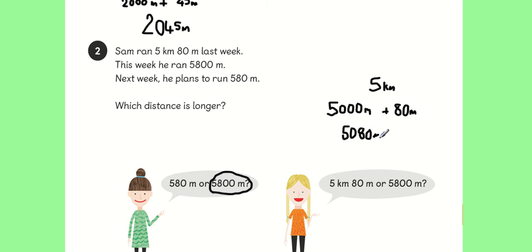So now we just need to compare these two numbers here, 5,080 and 5,800, which is bigger? Yep, that's right, 5,800 is bigger. It's got things in its hundreds column. It's our bigger number. So the longest distance is 5,800 metres to run this week.